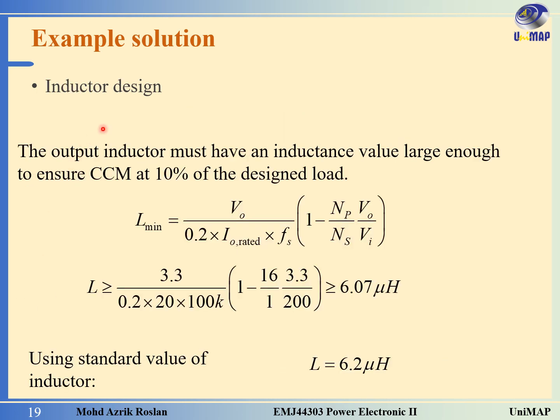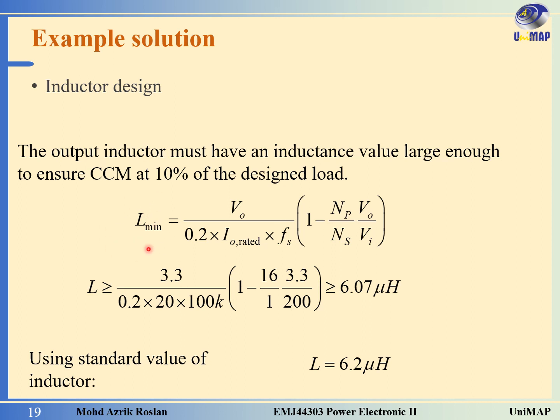Now we move to the inductor design. The output inductor must have an inductance value large enough to ensure CCM at 10% of the design load. Usually, if it is not mentioned, we can play safe by assuming that this is required for the converter to operate in CCM at 10% of the design load.